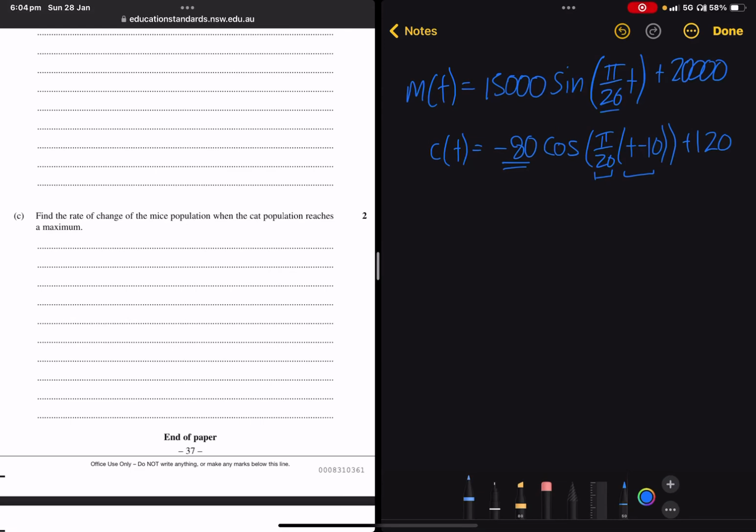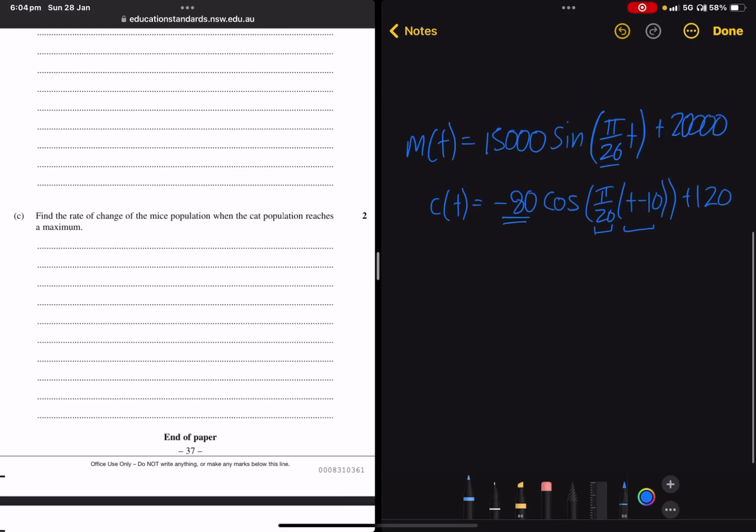Okay, so we're going to have a look at another question. This comes from the 2020 HSC Advanced Maths paper, and this is the last part of the last question. So this is question C. Find the rate of change of the mice population when the cat population reaches a maximum. So we're going to need to do some derivatives for this question.